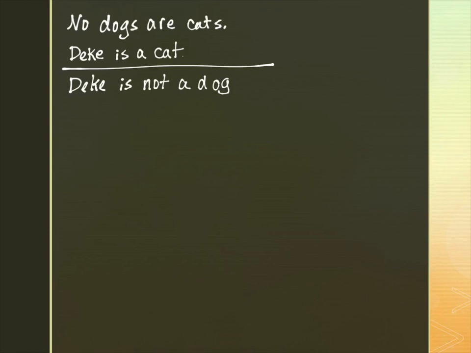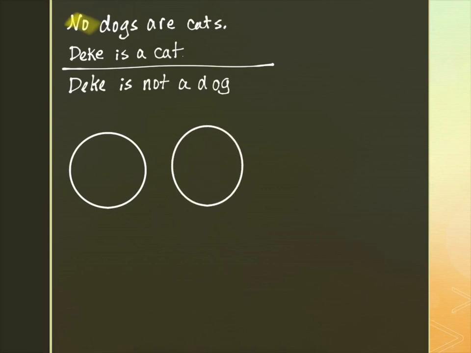Okay, what's our key word in our first statement? No. What does that tell you about my picture? Two separate circles. And what are these circles representing? Dogs and cats. Yep, dogs is one, cats is the other. Okay, what's next? Make your X, or identify what the X is.